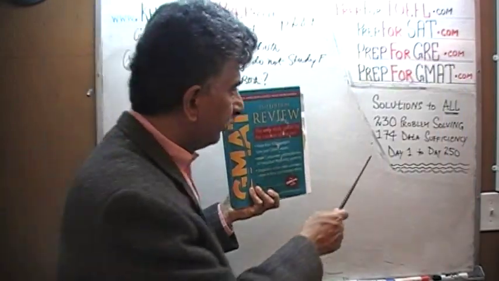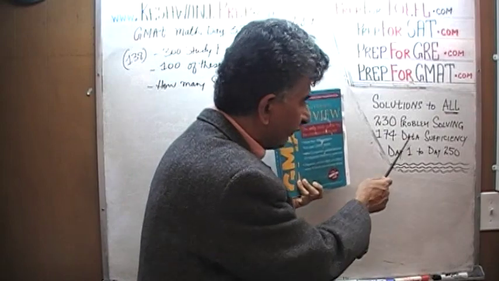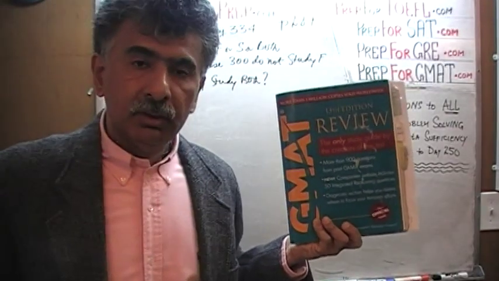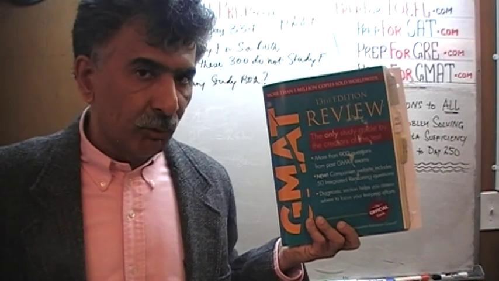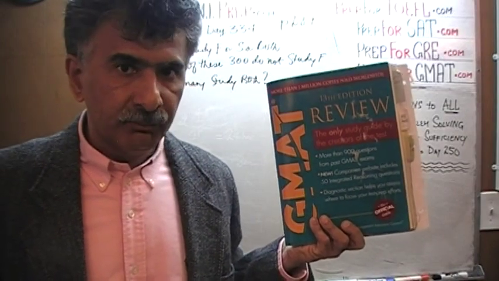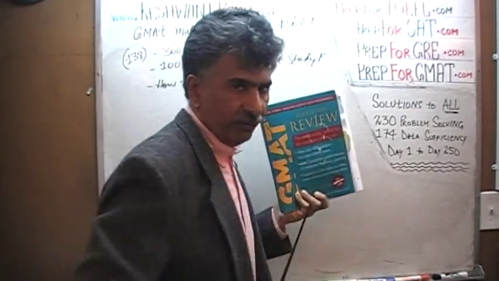The book contains 230 problem-solving questions. It has 174 data sufficiency questions. We have already solved every single one of these math problems from this book. If you're interested in watching any of the original solutions to the problems, you will find the original solutions from day number 1 through 250.